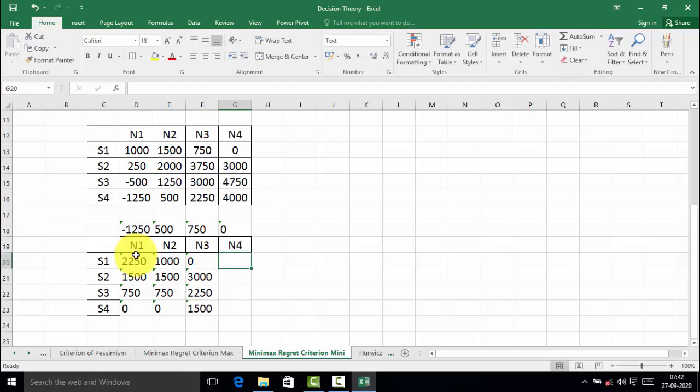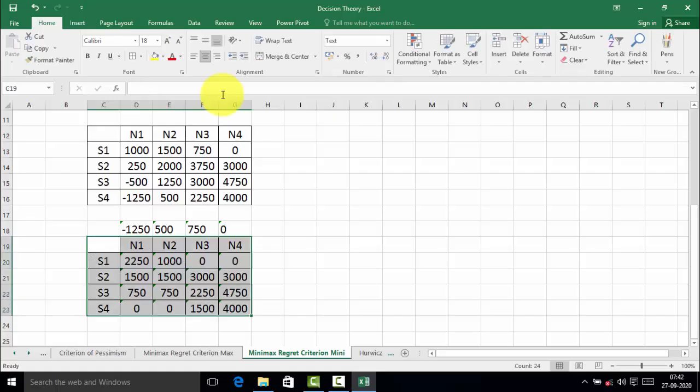Now the fourth event, N4: 0, 3000, 4750 and 4000. The minimum number is 0. Therefore 0 minus 0 is 0. 3000 minus 0 is 3000. 4750 minus 0 is 4750. 4000 minus 0 is 4000. Therefore we have created the regret table.